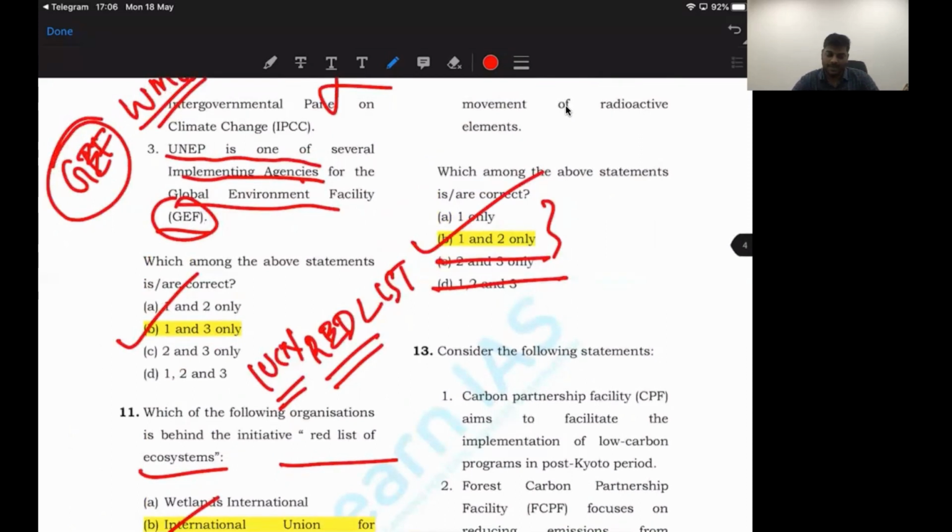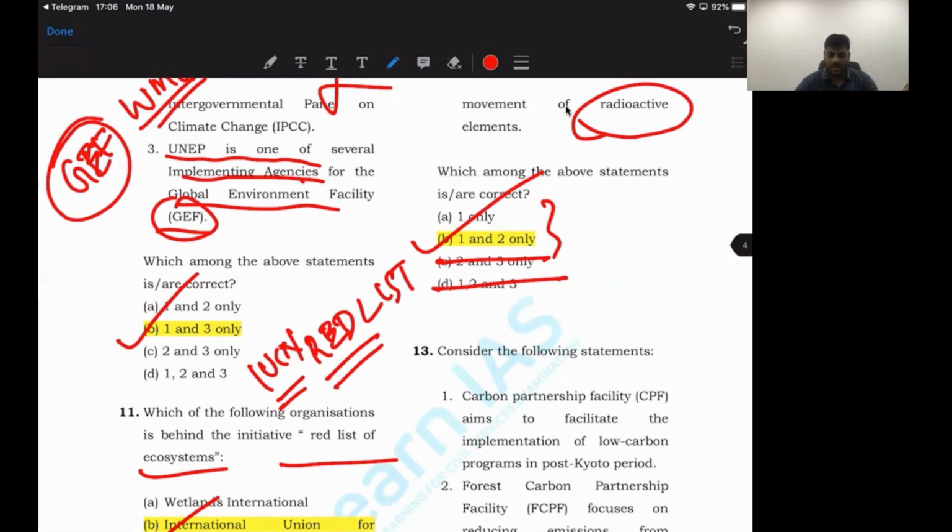And remember that the Basel Convention does not handle radioactive elements. That's a fundamental flaw. So those who know this concept can eliminate the third one, but you don't need this fact. Those who don't know it can eliminate the last two using the statement consistency theorem.